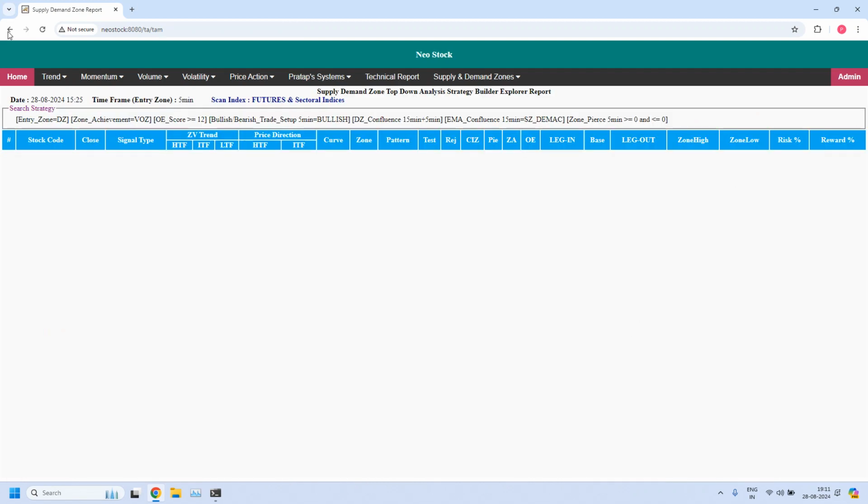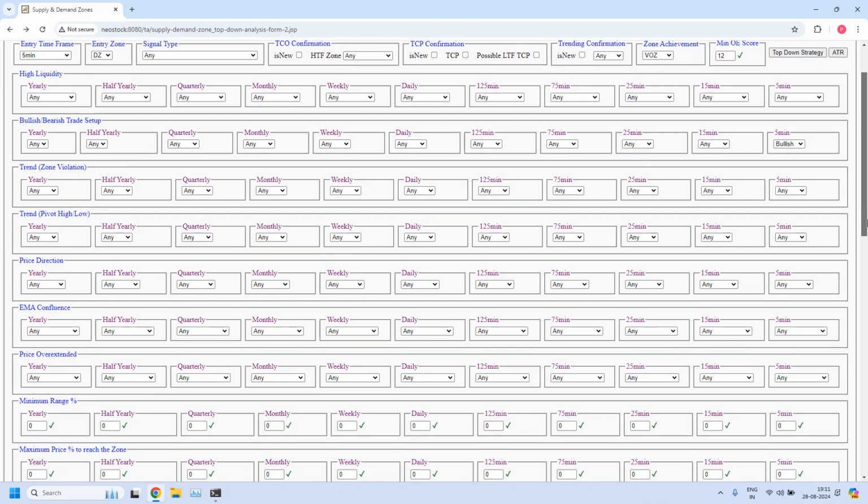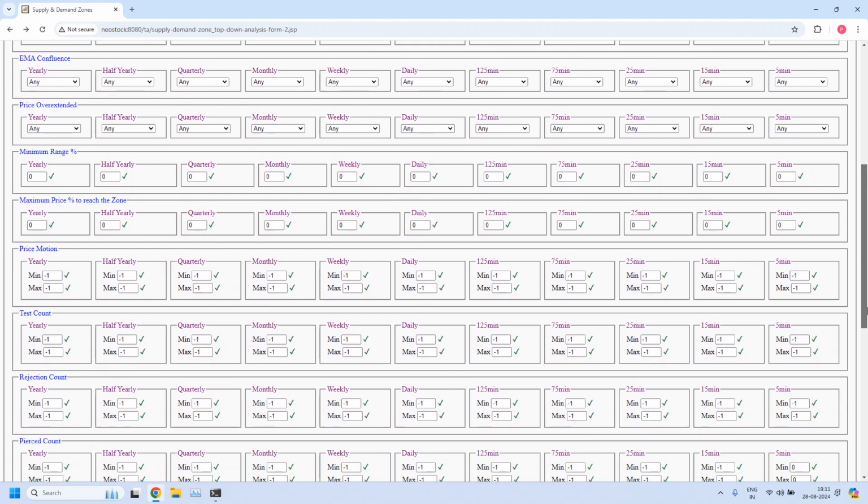So none of the stocks are having EMA confluence with 15 minutes. Fine, I am removing the filter. Now from the 7 stocks, let's filter even HTF confluence, how many stocks are available.